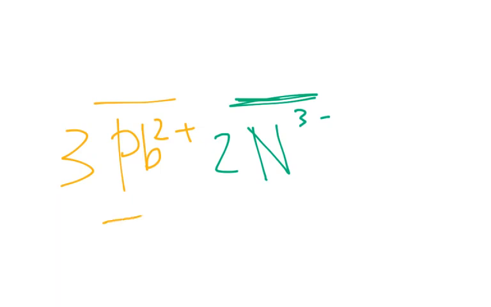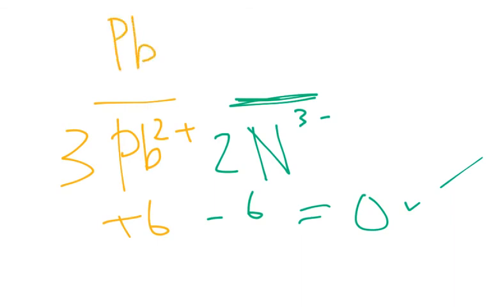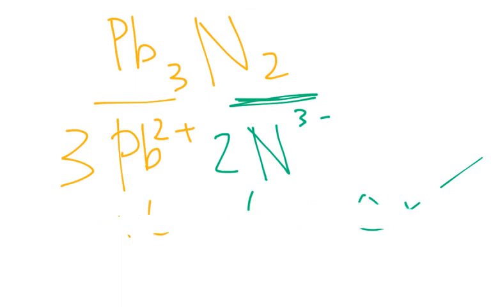So this would be plus 6 and this would be minus 6, which is 0, which is great. So let's do that. So Pb3 and N2. Now, how do we name this? Well, there are several ways to name this, so let me erase. So remember, since lead has a plus 2 and a plus 4 form, we had to use the stock system.